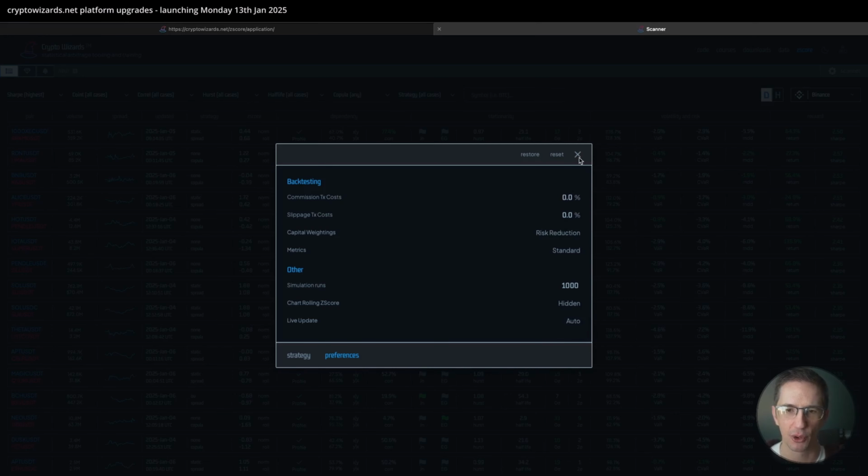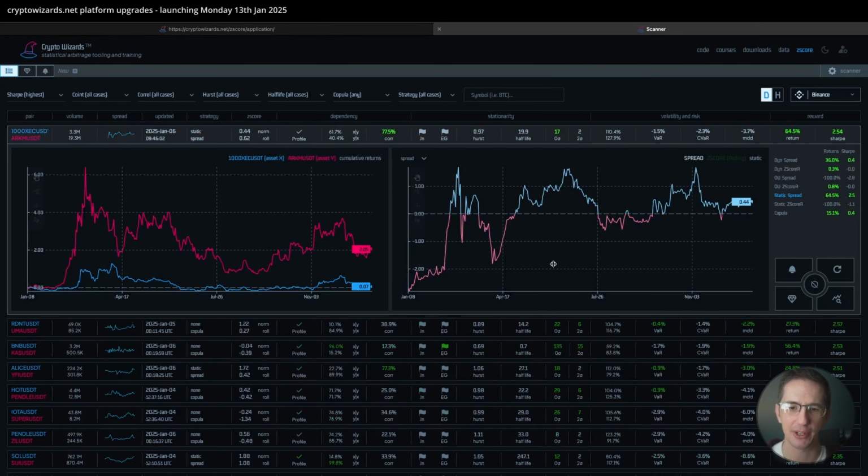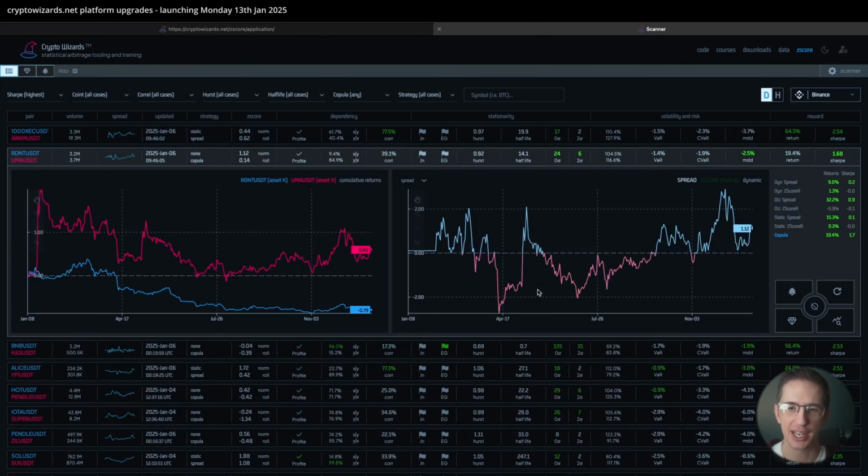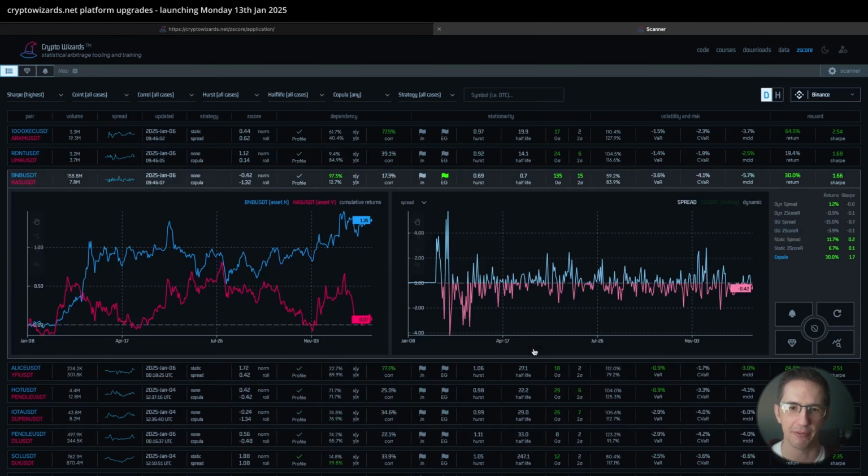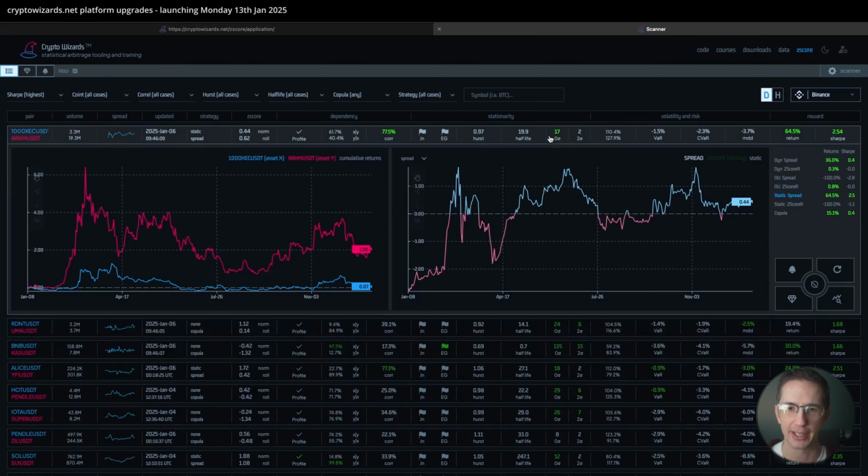I can select that to auto. And when I come out of this, every time I click on an opportunity, it's going to refresh that data to the very latest data as of right now. So it will go and do that for me without having to click this refresh button.